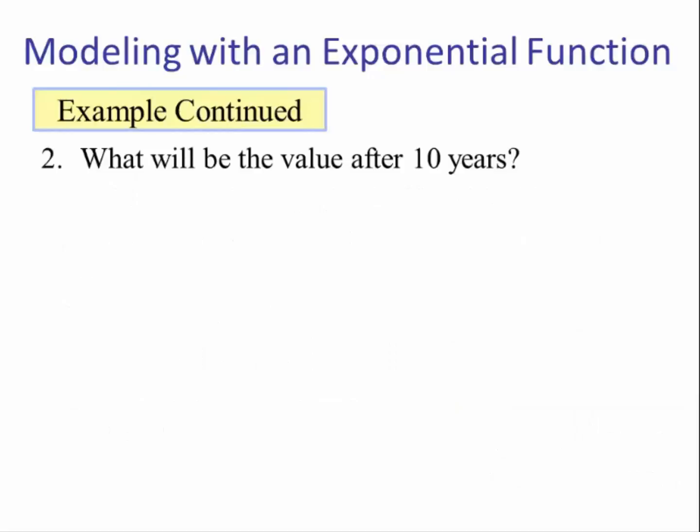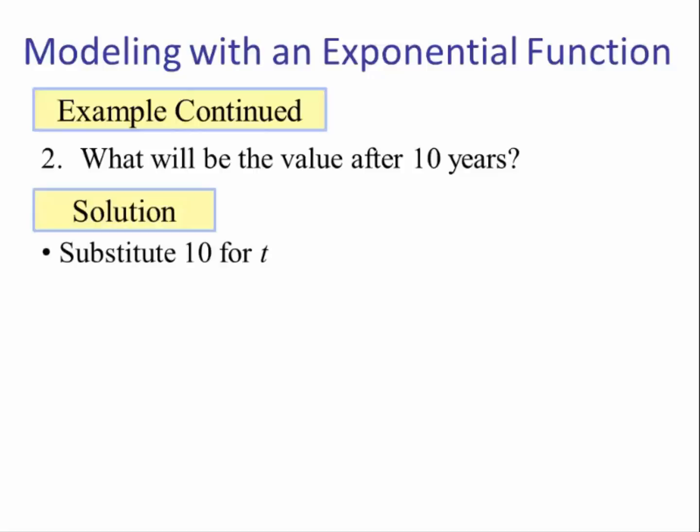Number 2, what will be the value after 10 years? Solution: we substitute 10 for t. So f of 10 is 5,000 times 1.06 raised to the 10th power, which rounded off to the nearest penny is $8,954.24. So this value means if you put $5,000 in a bank that earns 6% compounded annually, in 10 years you'll have almost $9,000.